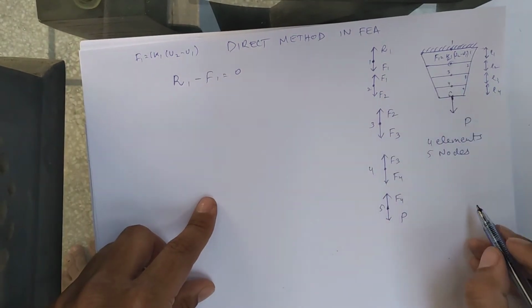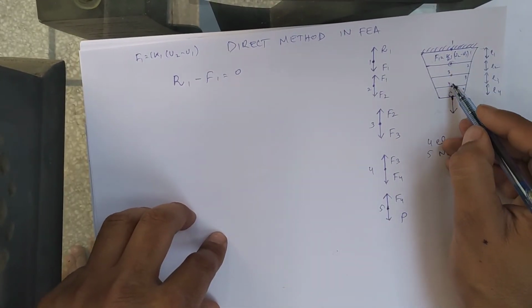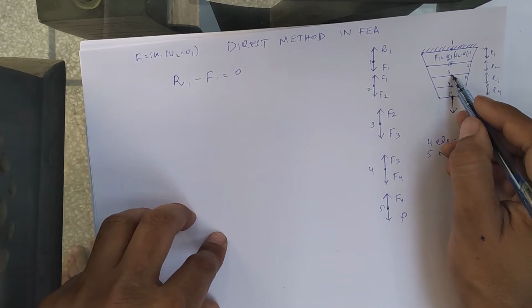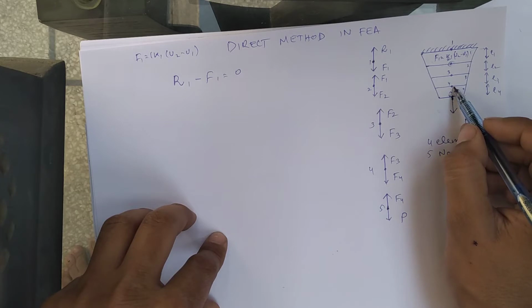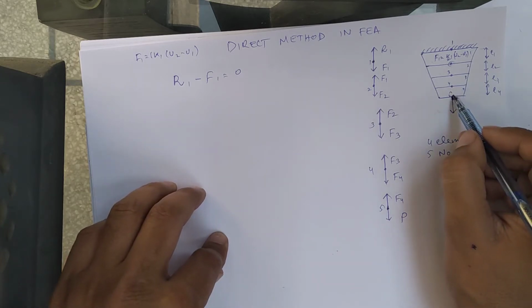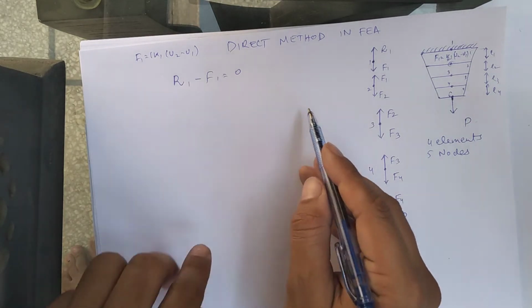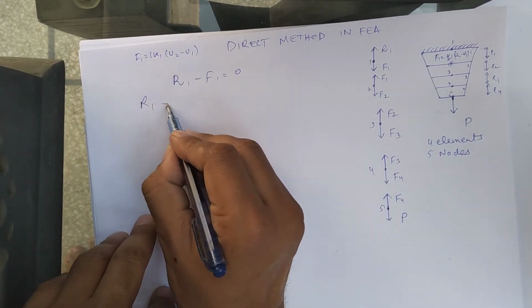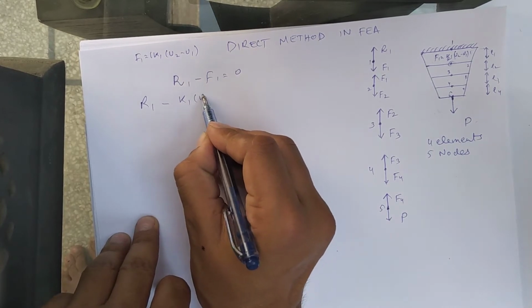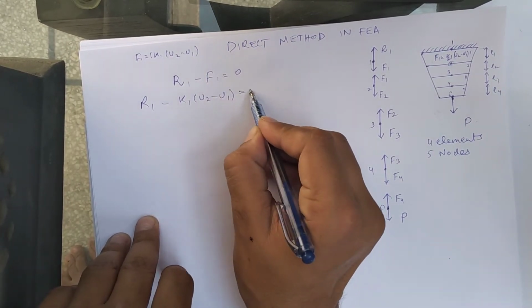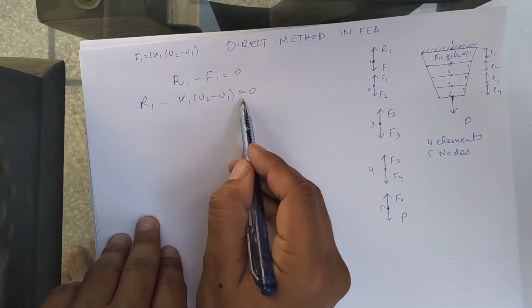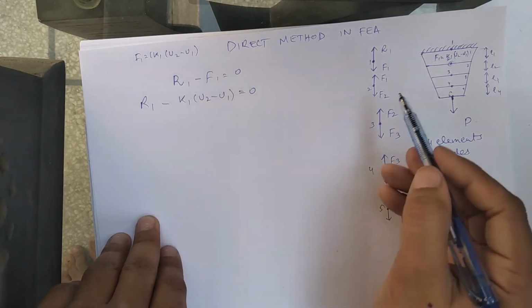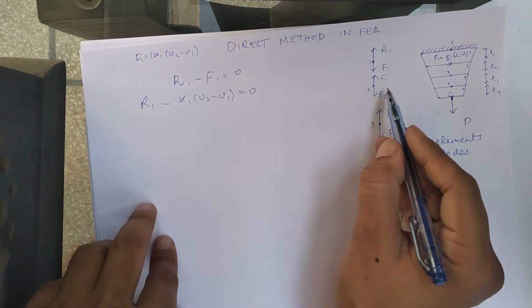Force in element 2 is F2 equals K2 times U3 minus U2. Force in element number 3 is F3 equals K3 times U4 minus U3. And force in element number 4 is F4 equals K4 times U5 minus U4. Right? So we can write R1 minus K1 times delta U, that is U2 minus U1, is equal to 0. So this is the force applied on node 1 due to element number 1. So this is our first equation for node 1.